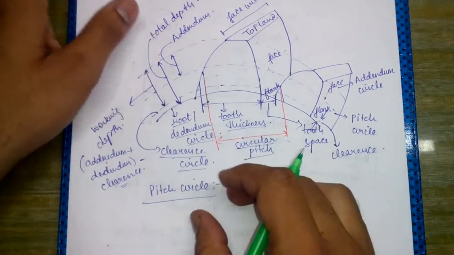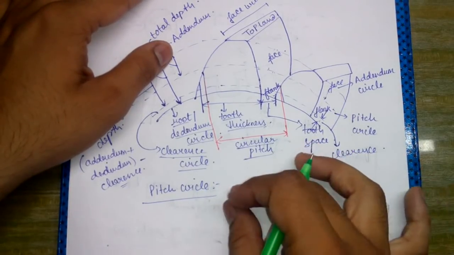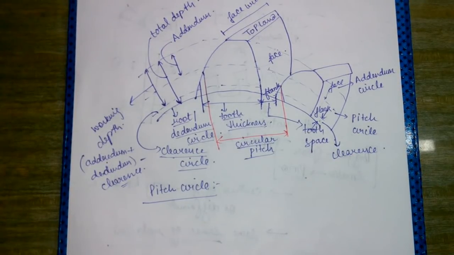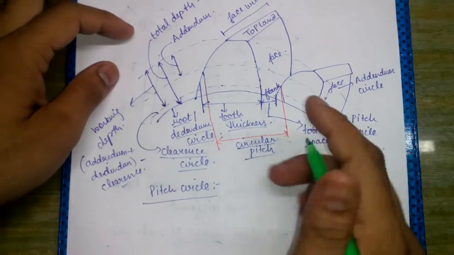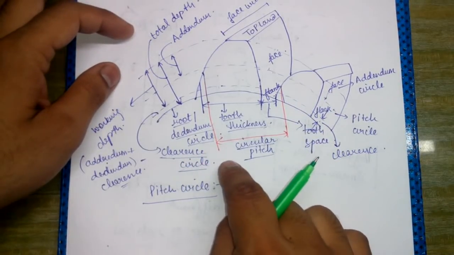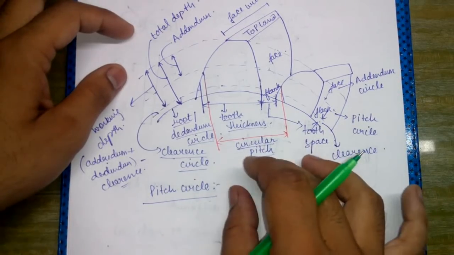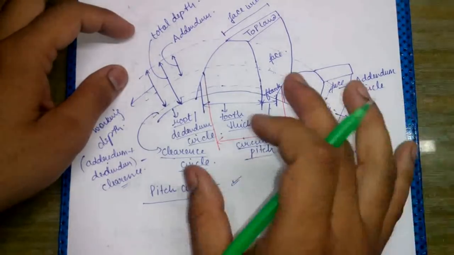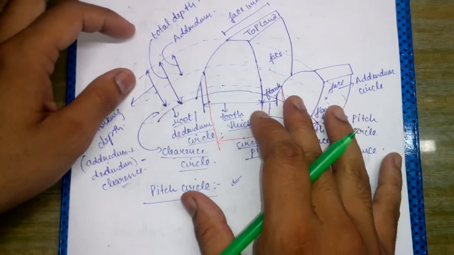Now, the pitch circle is an imaginary circle in the gear where pure rolling is observed when the mating gears are transmitting power. Being an imaginary circle, it cannot be a physical characteristic of the gear, but it is the most important circle, and it is the biggest specification of a given gear.